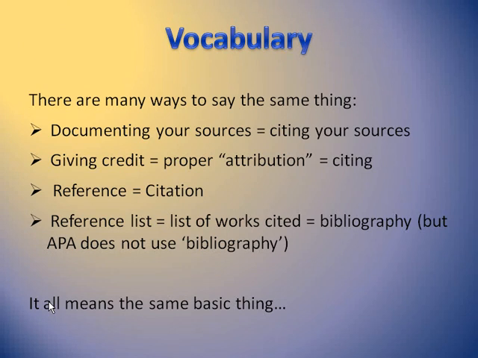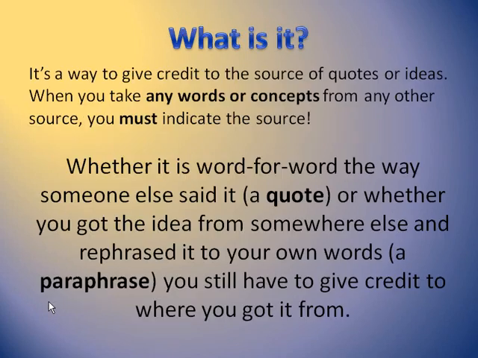One of the confusing things about citations is that there are many different ways to say the same thing. So for example, if someone talks about documenting your sources, that's the same as giving credit, or giving proper attribution, or just plain citing your sources. Likewise, a reference is the same as a citation, so the reference list means the same thing as your list of works cited.